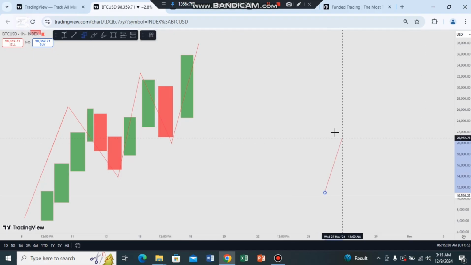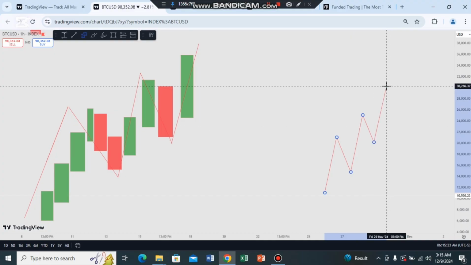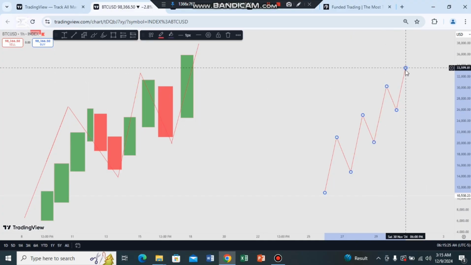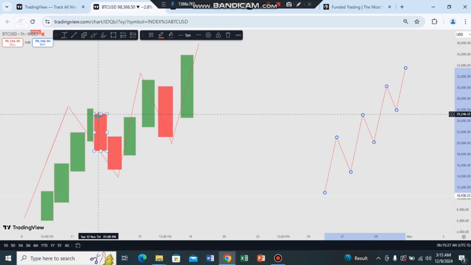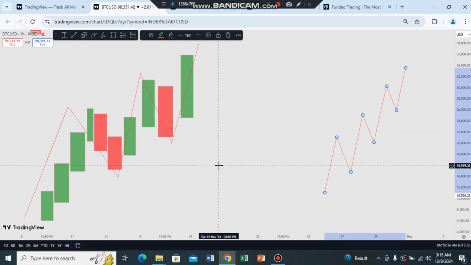What happens is that the price goes up, then goes down, then goes up, goes down, and the market moves like this. And this is how you have to draw it, okay? This is called a single candle pullback. Even if a single candle closes below the previous candle, you have to draw this pullback.